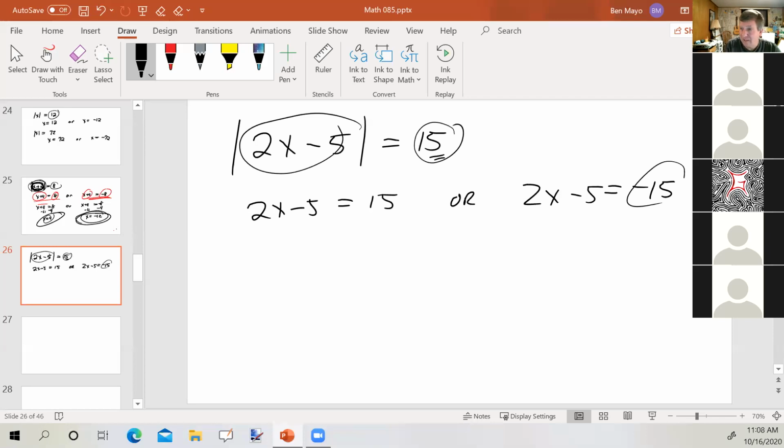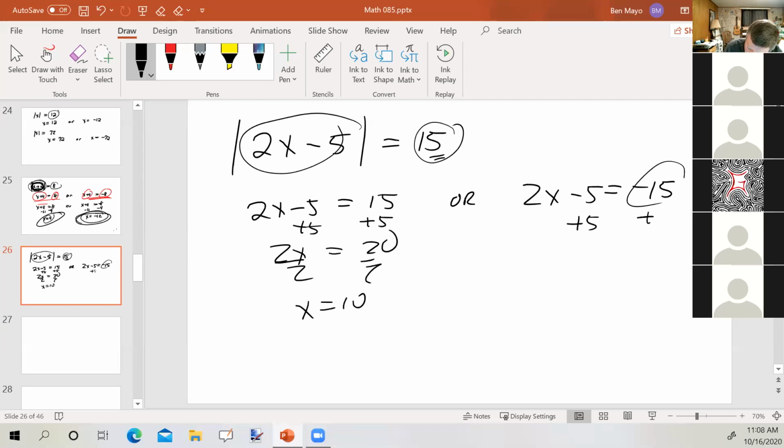When I say outside, as in on the other side of the equation. So 2x minus 5 equals 15. Let's add 5 to both sides. 2x equals 20. Divide by 2, x equals 10. 2x minus 5 equals -15. We'll add 5 to both sides. 2x equals -10. Divide by 2, x equals -5.